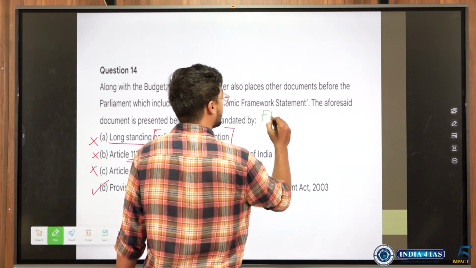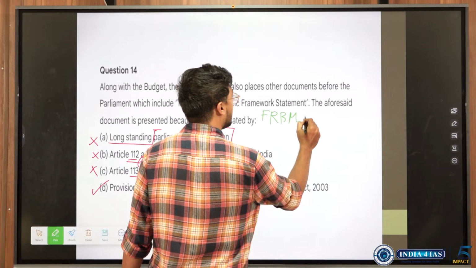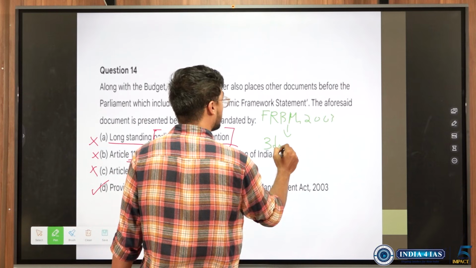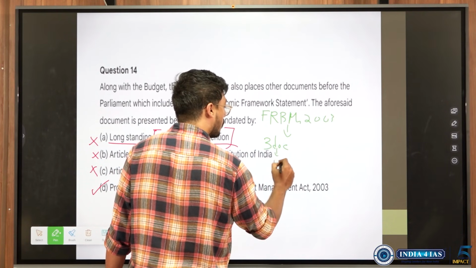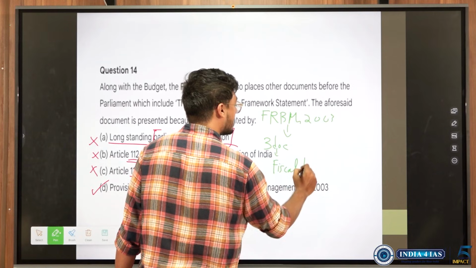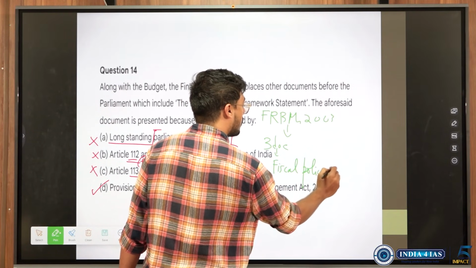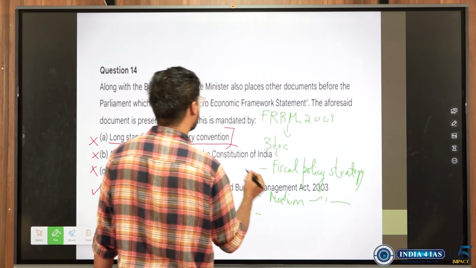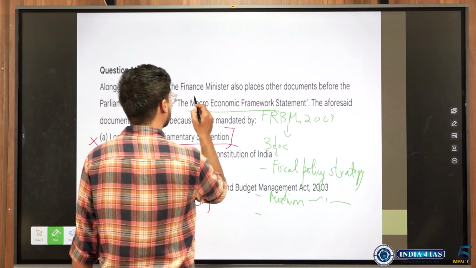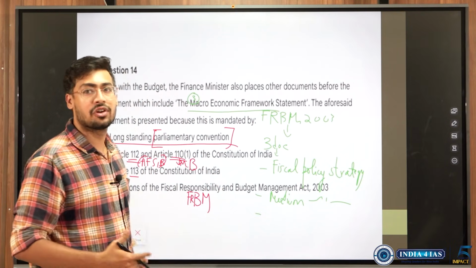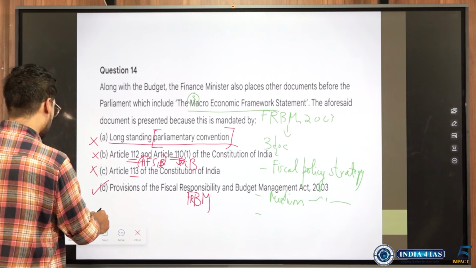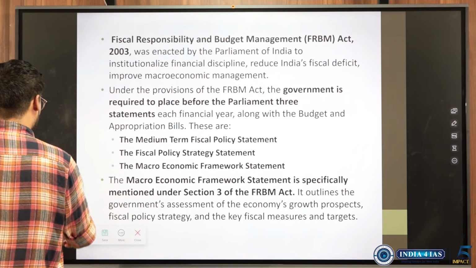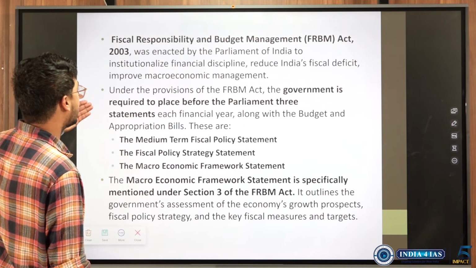See, FRBM Act 2003 has provided for 3 documents to be submitted. One is fiscal policy strategy. Fiscal policy strategy, medium term fiscal policy strategy, and the third one is macroeconomic framework statement. So these 3 have been mandated by FRBM Act. We need to know of this, and that too macroeconomic framework is more important than the others. We'll look at why. See, FRBM Act, it has mandated, we got to know it.